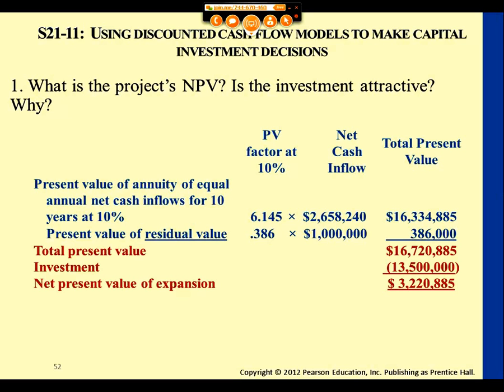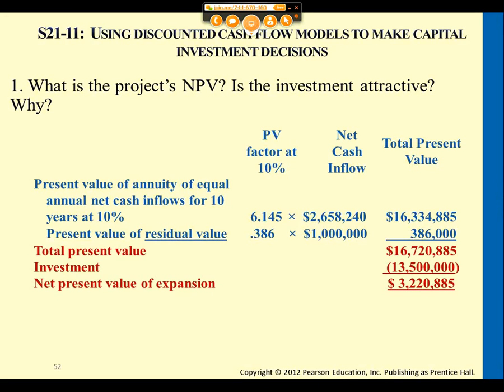Now what I need to subtract from this is that initial investment, the initial amount of money that I spent. So whatever I invested up front, I need to subtract. So all my cash inflow is multiplied. I also had residual value multiplied. Then I subtract my initial investment. I do not multiply it by PV factor because it's right now, right? And then I get the net present value of the expansion. Okay?